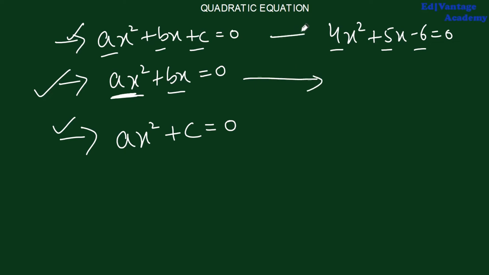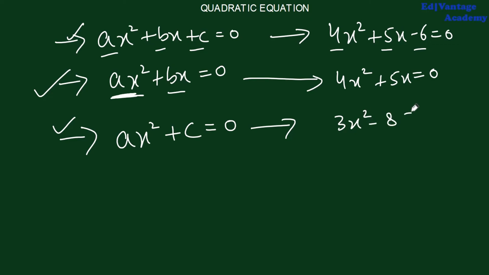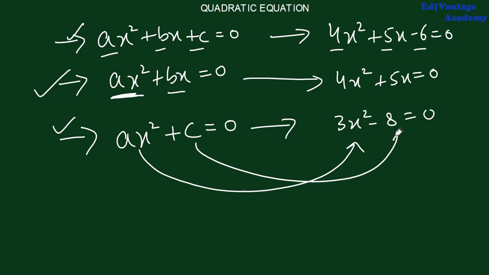If I give an example when you have only a and b terms, like 4x square plus 5x is equal to 0, it's a quadratic equation. Another example: 3x square minus 8 is equal to 0. You have a term, you have c term. This is not an x term, that means it's a constant term, c term. All these three are quadratic equations, but this one is standard when you have a, b, and c in it.